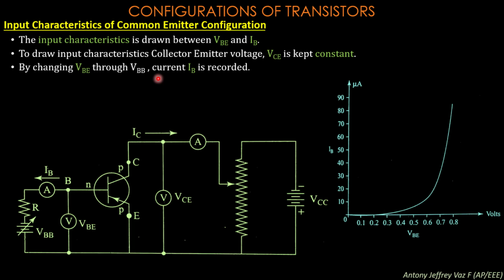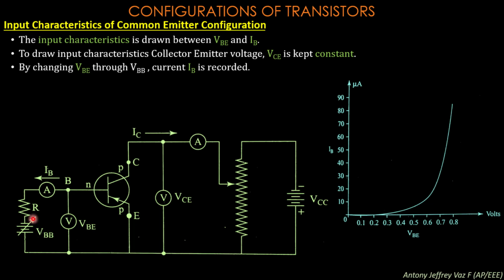In the next step, you are going to change this voltage VBB. This is a variable voltage source, so you can change the voltage step by step. First you change to 0.1 volt, next to 0.2 volt, then to 0.3 volt and 0.4 volt and so on. You change the voltage VBB present here, and you record the two values, that is the IB current and the VBE.